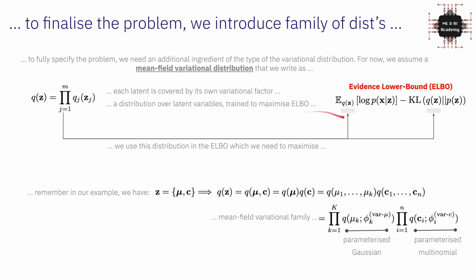We understand what an ELBO is. We understand what a mean field variational distribution is. Now let's go back to our running example and use that to see how we can transform an intractable problem into an optimization problem, to be able to integrate.